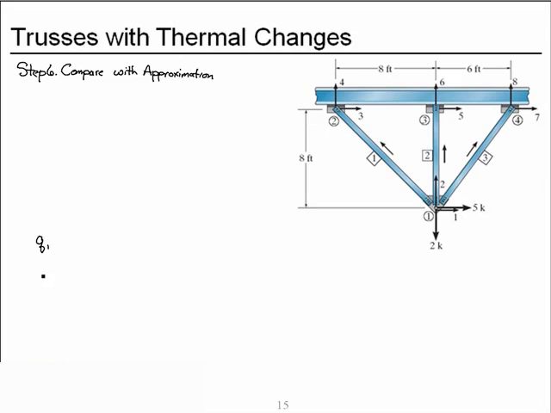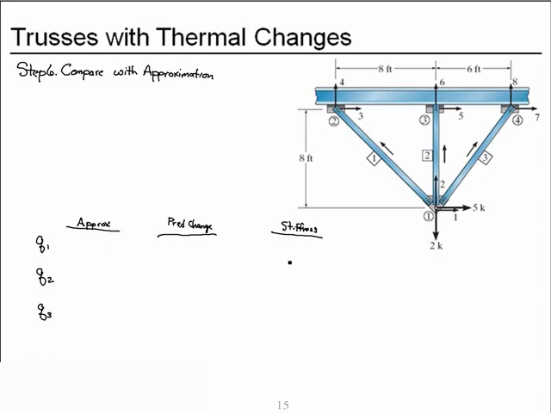So we're going to look at the internal force in members 1, 2, and 3. Let's look at our approximate result and our predicted change, because our approximate result did not include temperature effects, but our predicted change suggested which way this value would change when the temperature effects were added.